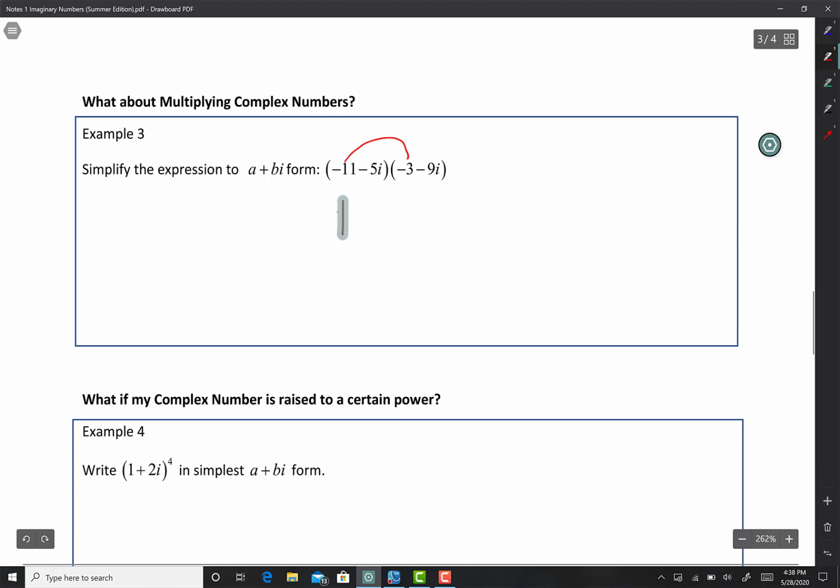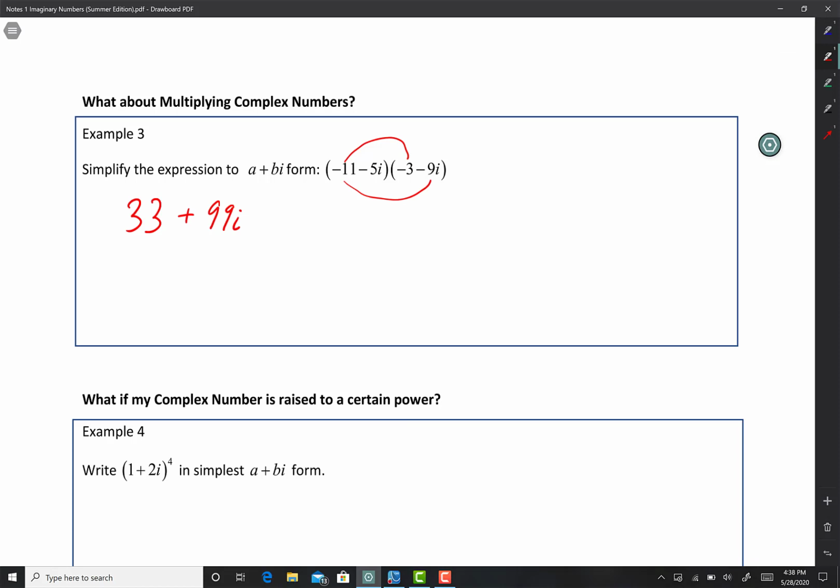Oh, sorry, guys. Positive 33. So negative times a negative is a positive. So now I have negative 11 times a negative 9i. So that's going to be a positive, so plus, and that's going to be a 99i. Negative times a negative is a positive. And now I'm going to go negative 5i times a negative 3. And that's going to be a positive 15i. And then negative 5i times a negative 9i, that's going to be a positive, what's 9 times 5? 45. So it's going to be 45i squared.